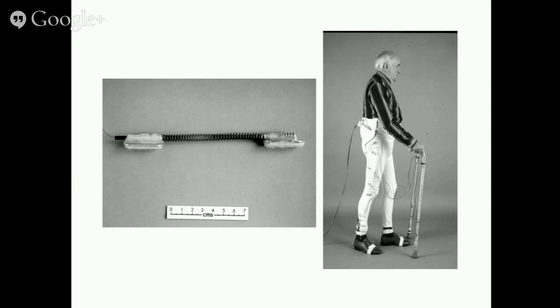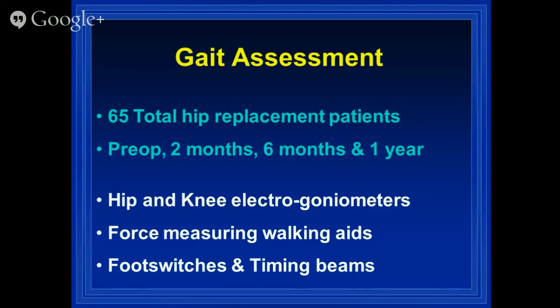Yeah, so I used 4 of these on the hips and knees, some foot switches to tell me the places in the gait cycle, and some force transduced walking aids so that I could measure how much force the patient was putting through their walking aids for assistance. We managed to study in my PhD period with this system 65 total hip replacement patients, and at 4 points between pre-operatively and 1 year post-operatively.